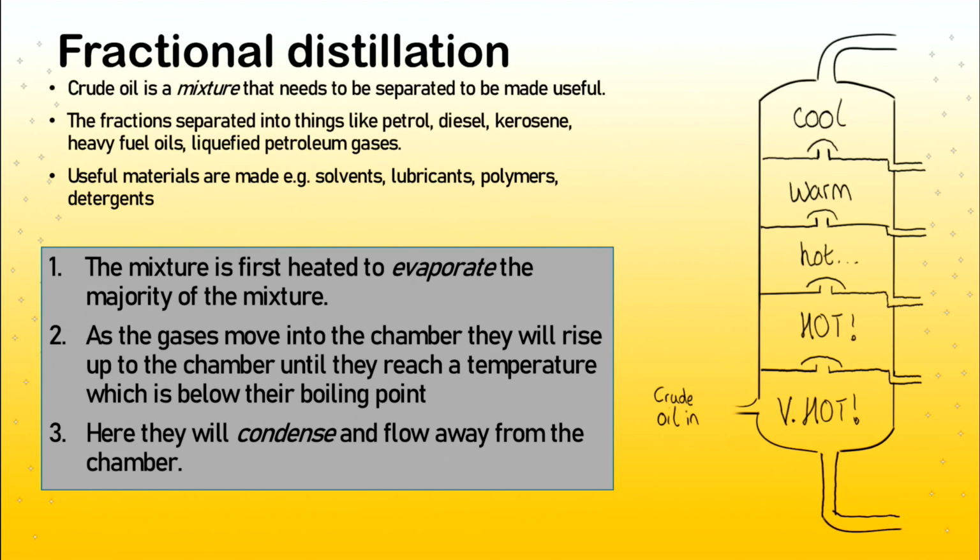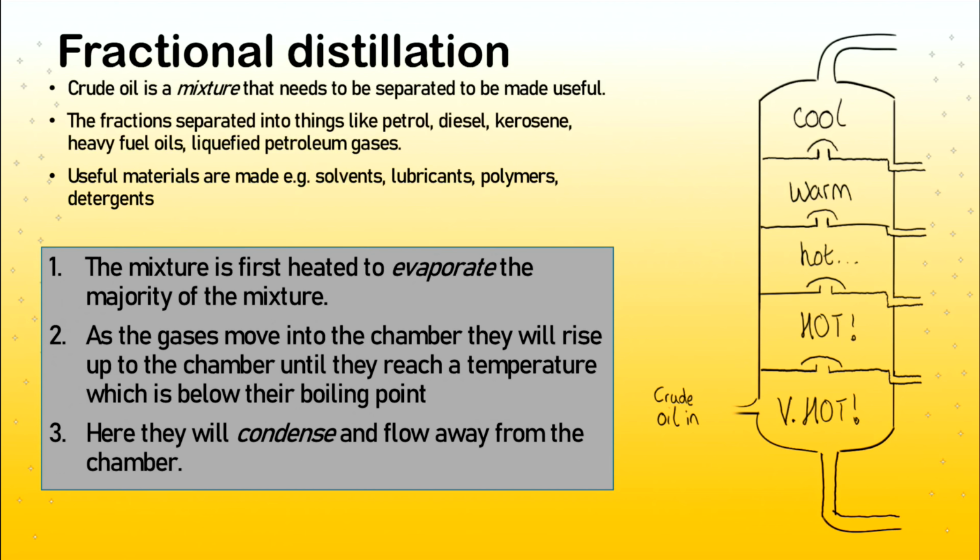So how do we use fractional distillation? Well, firstly we have to have our crude oil mixture being heated, and the heating causes it to evaporate, and it evaporates the majority of the mixture, so we're heating it beyond its boiling point, which then comes into this fractional distillation column, where we have a region which is very hot, and as we move up through this chamber it gets progressively more cold.